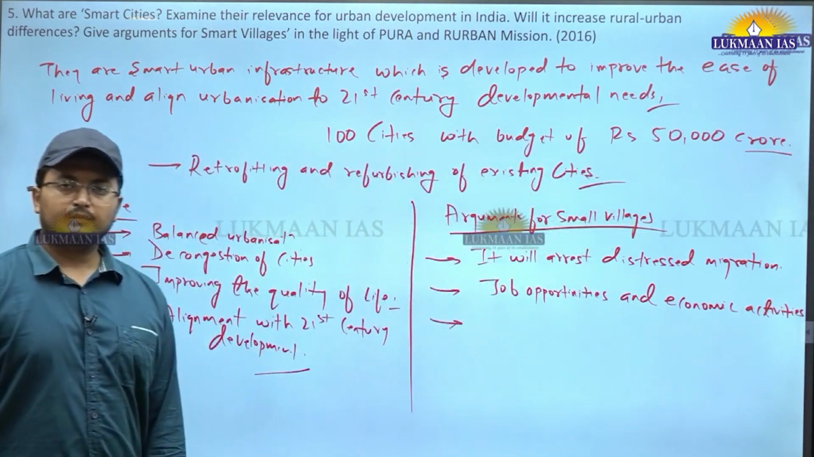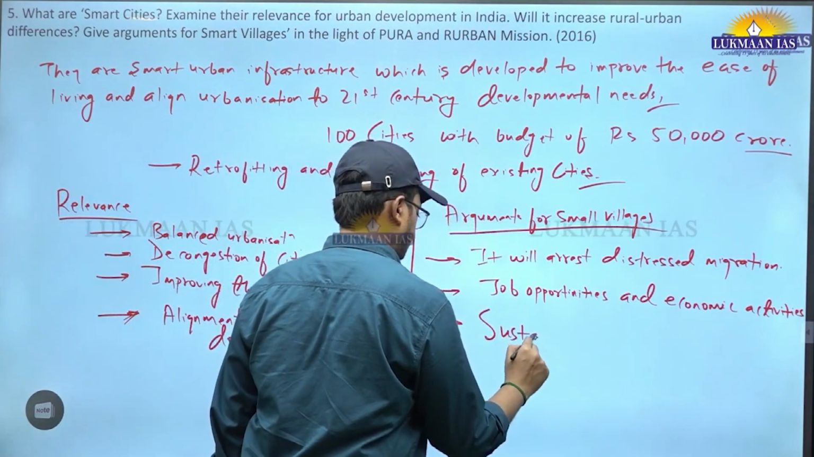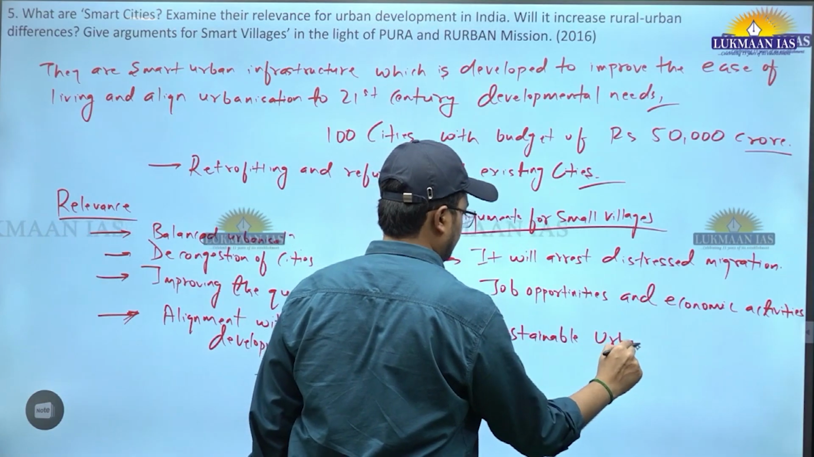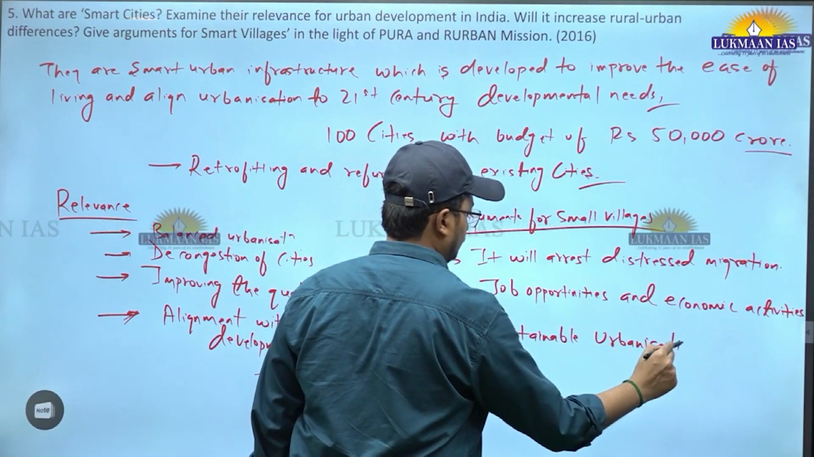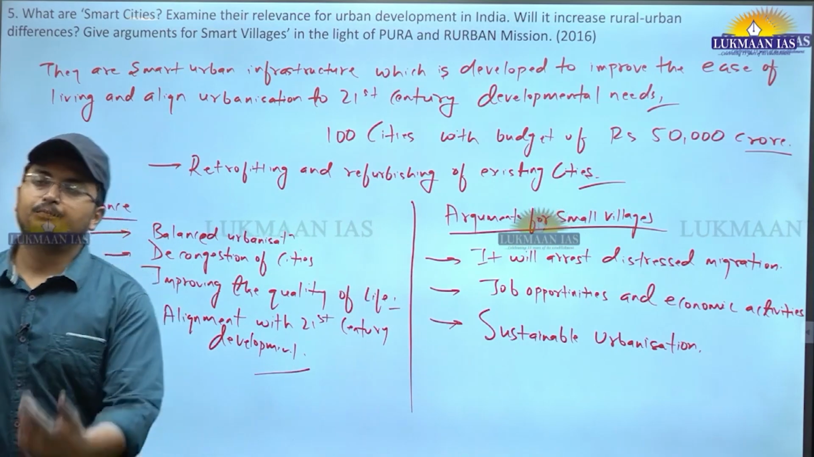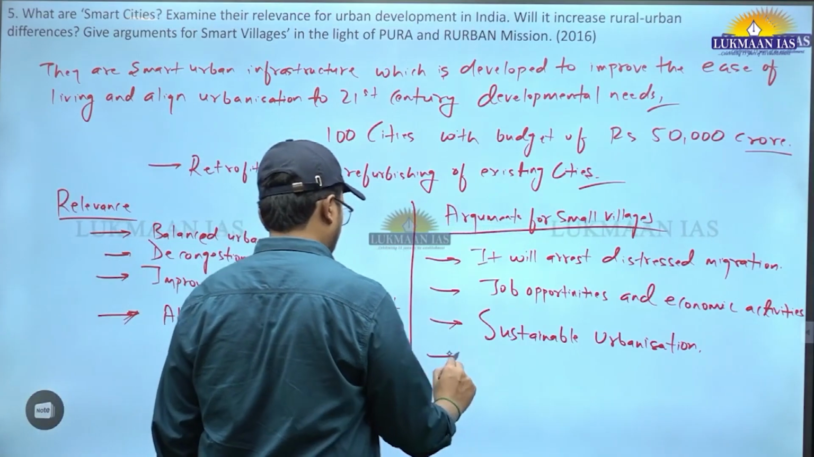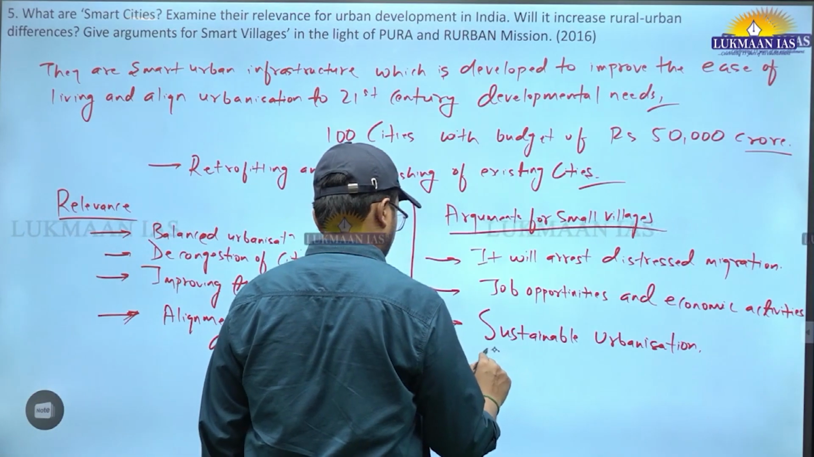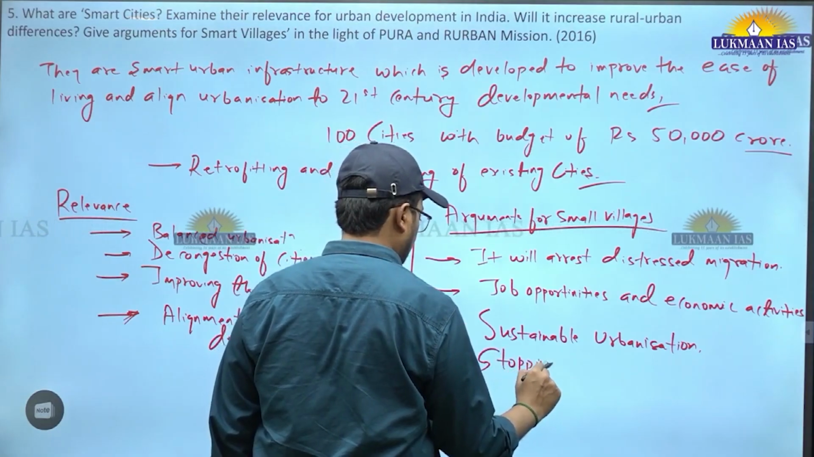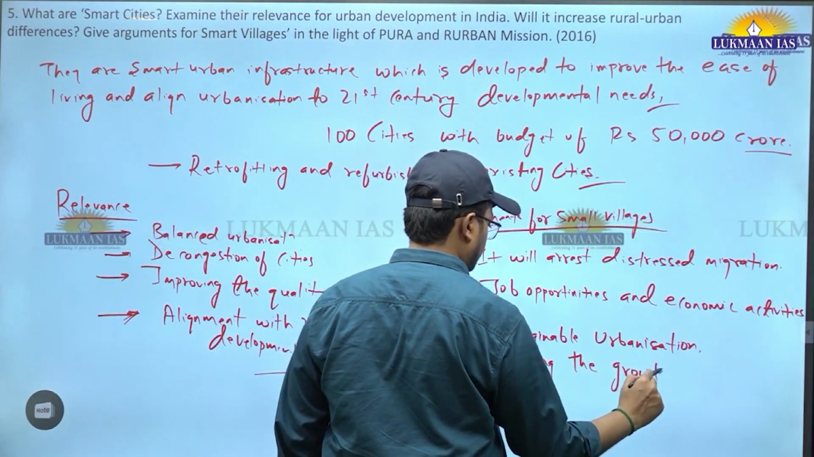Third would be sustainable urbanization, which is the ethos behind the UN Habitat. UN Habitat promotes sustainable urbanization. And fourth, stopping the growth of urban sprawls.